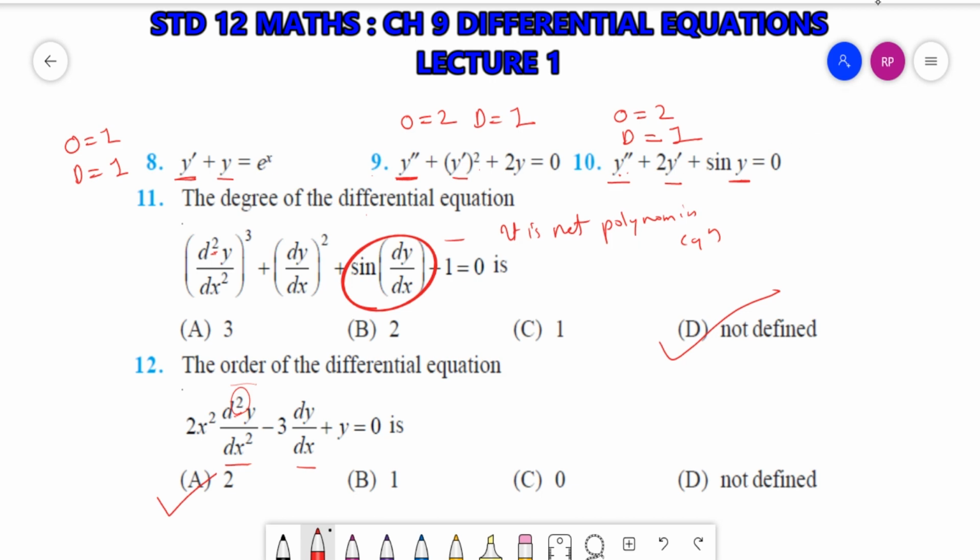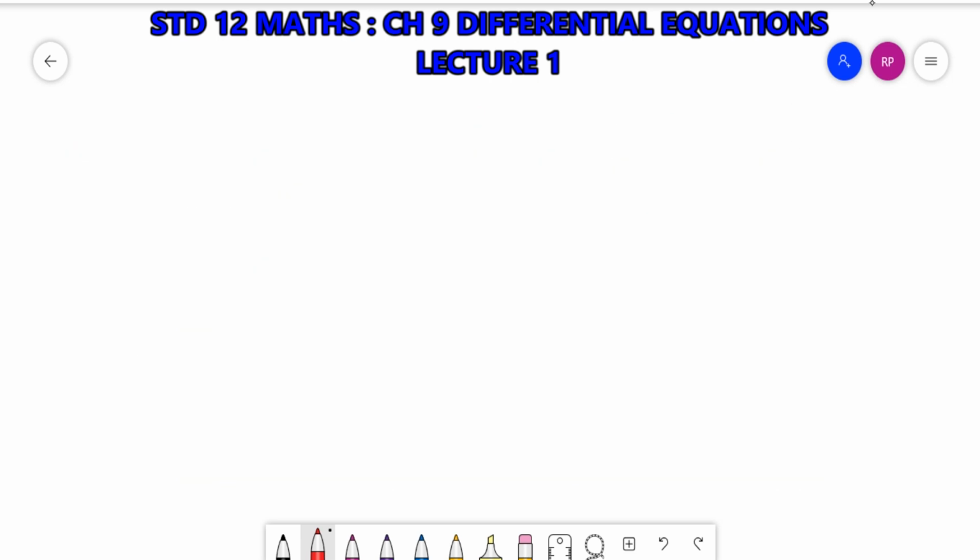Now let's start with the next topic and next exercise, that is 9.2. Okay, before starting exercise 9.2, we will see about the topic particular solution and general solution of differential equation.